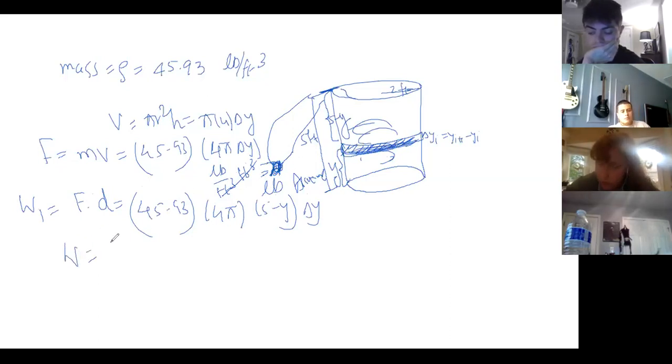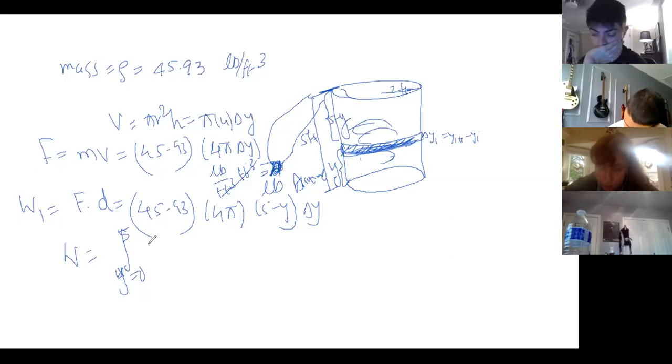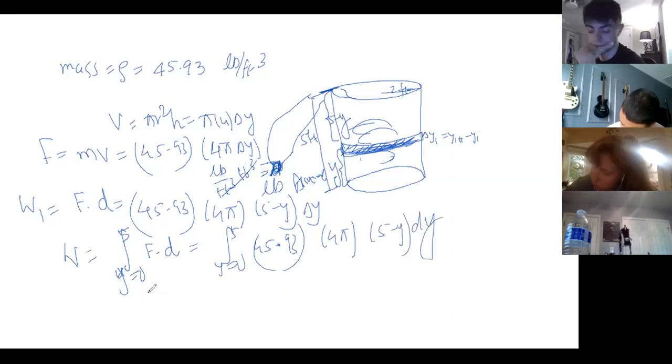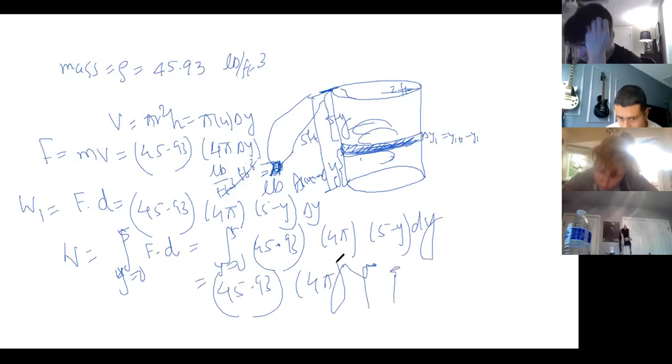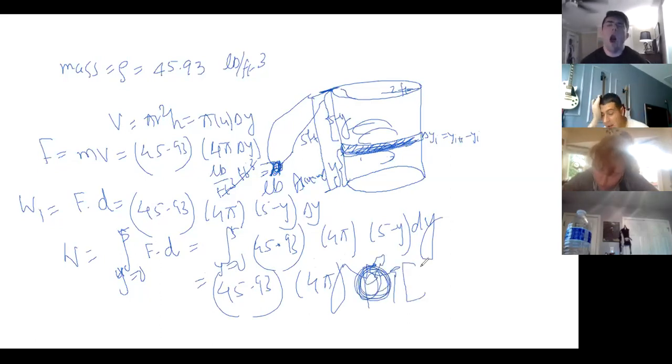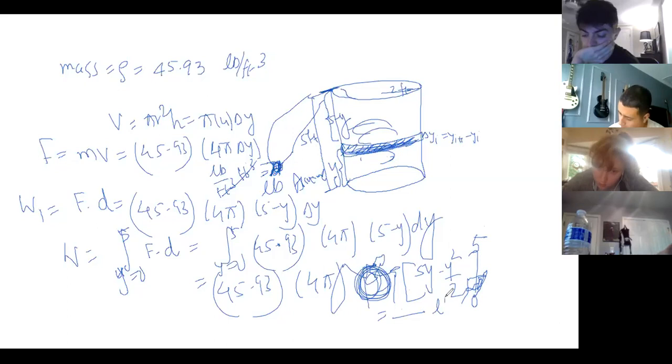So total work done, that means we are going to sum up all these types of layers. That means integration y equal to 0 to 5, because that's the height, of f times d. So y equal to 0 to 5, and f times d, W_i, equals 45.93 times 4 pi times 5 minus y, and delta y is converted to dy. All the constants I would like to pull out. So here it is 4 pi, and here it is 5y minus y squared divided by 2, and here it is 0 to 5. And whatever you're going to get, that is your answer, unit lb feet. Sounds good?